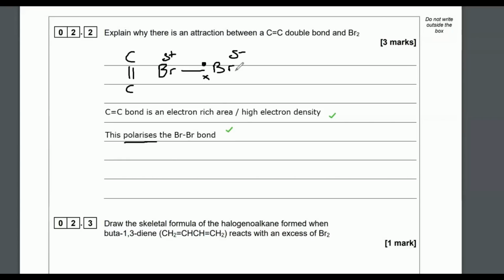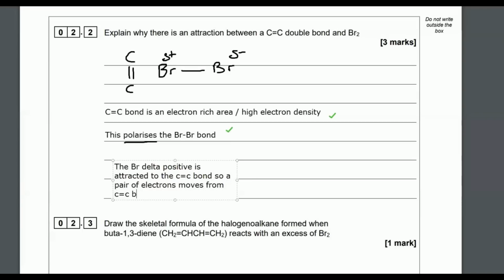And now we can say the delta positive bromine atom in the bromine molecule is now attracted to the electron rich area, and that will get you all 3 marks. It's important to understand, though you don't have to say it here, that although we have an electrophile, the pair of electrons from the double bond go to the positive bromine. It's not the other way round. So yeah, and here we go. That will get you all 3 marks. Superb!